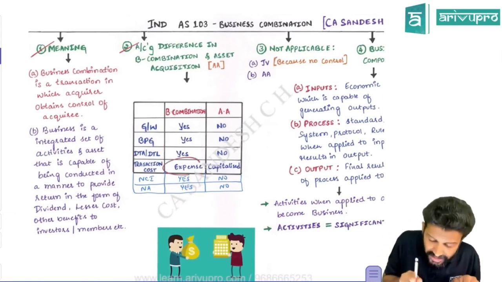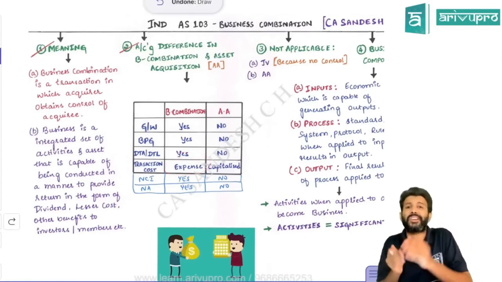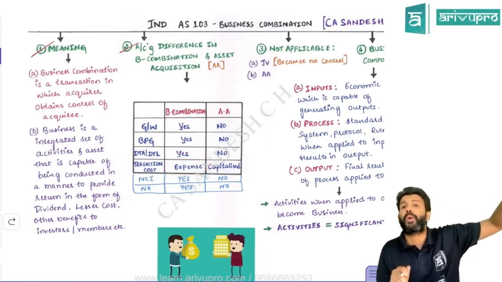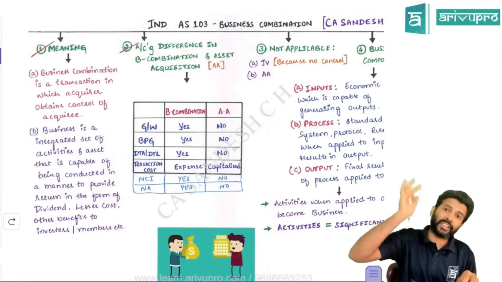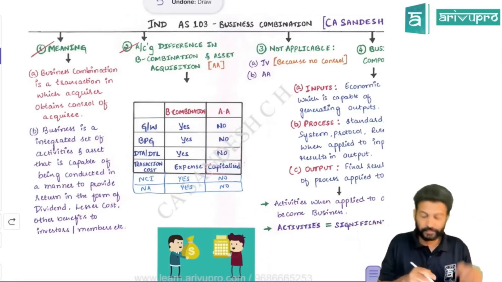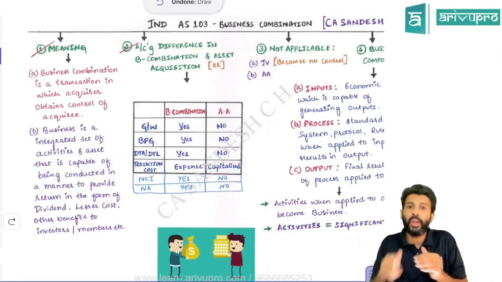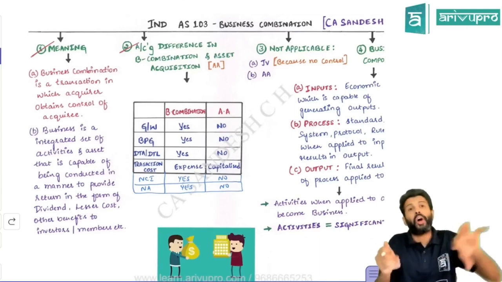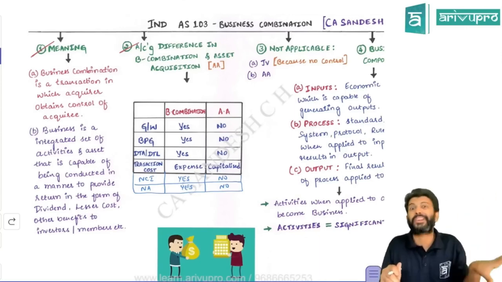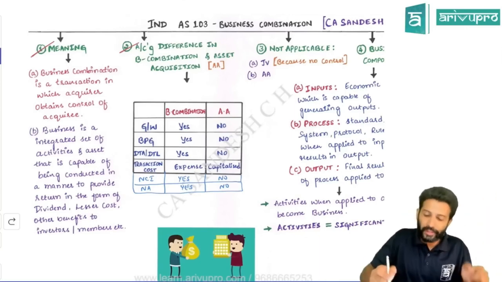And in case of transaction cost, if you're incurring any transaction cost, in case of business combination, we'll transfer it off to the P&L account. In case of asset acquisition, we shall capitalize that. That's the reason it's very important to find out whether you have really acquired a business, or some assets only, not a whole business. So how do we find that?